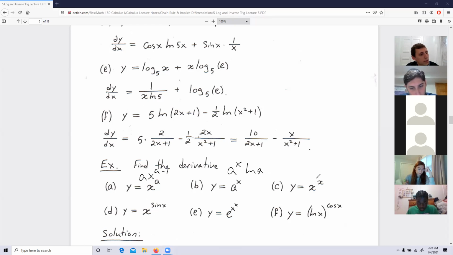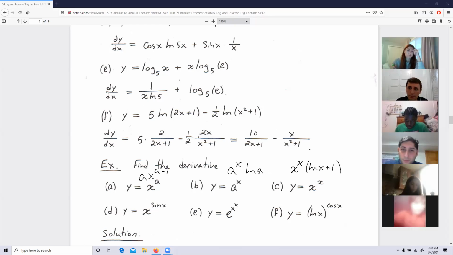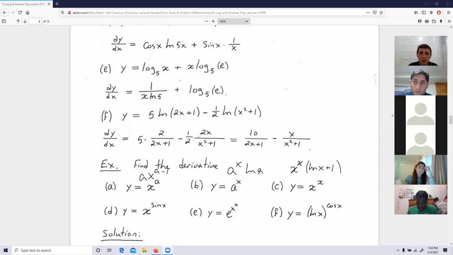What's the derivative of x to the x? That would be x to the power of x, I believe, times ln x plus 1, correct? We did it already before. Yes. Now your task is to solve the next line, guys. D, what is D?